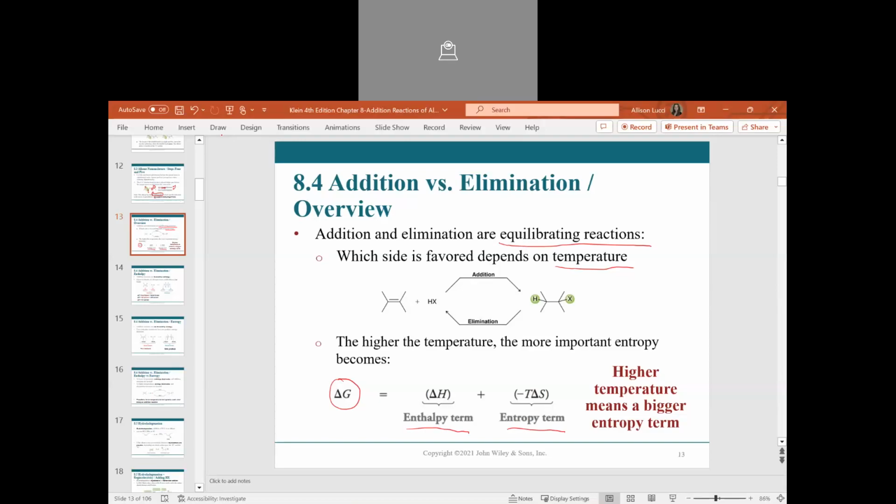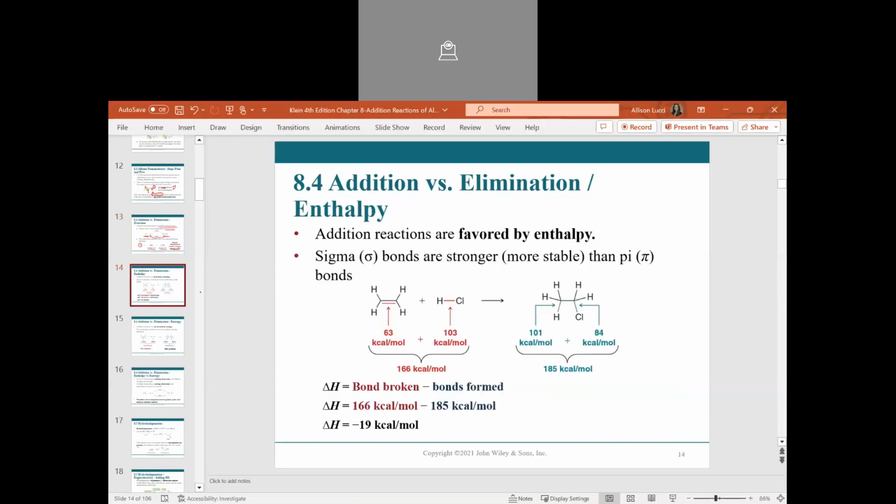So we're going to see that as temperature increases, we get a larger entropy term. And what effect will that have on the equilibrium of our reaction? We see our double bond here for our alkene. We have an addition that occurs, and then this is our product here. Or if we have our H and our X over here on our product side, we can also use a certain reagent and have an elimination, and then we'll end up with our alkene. So let's take a look at the enthalpy term.